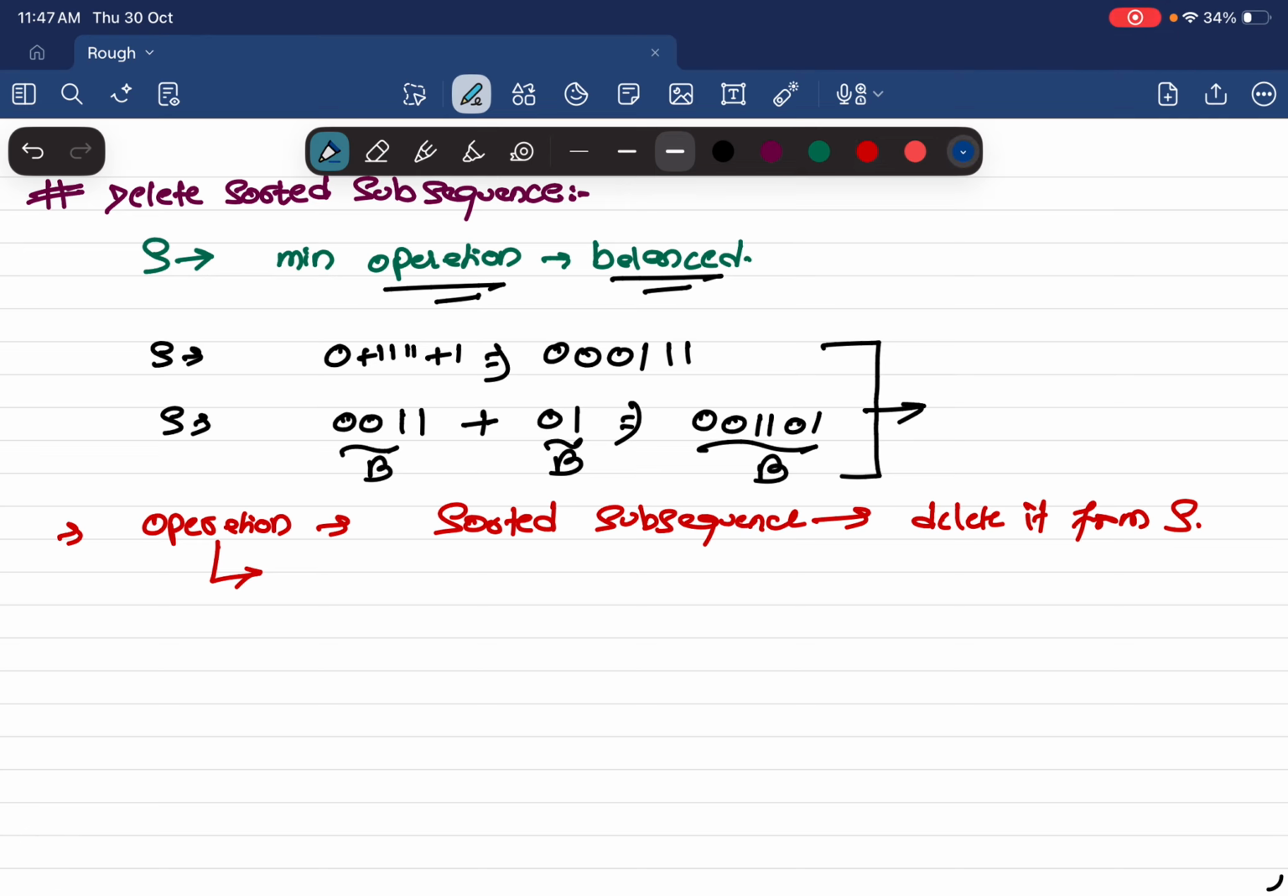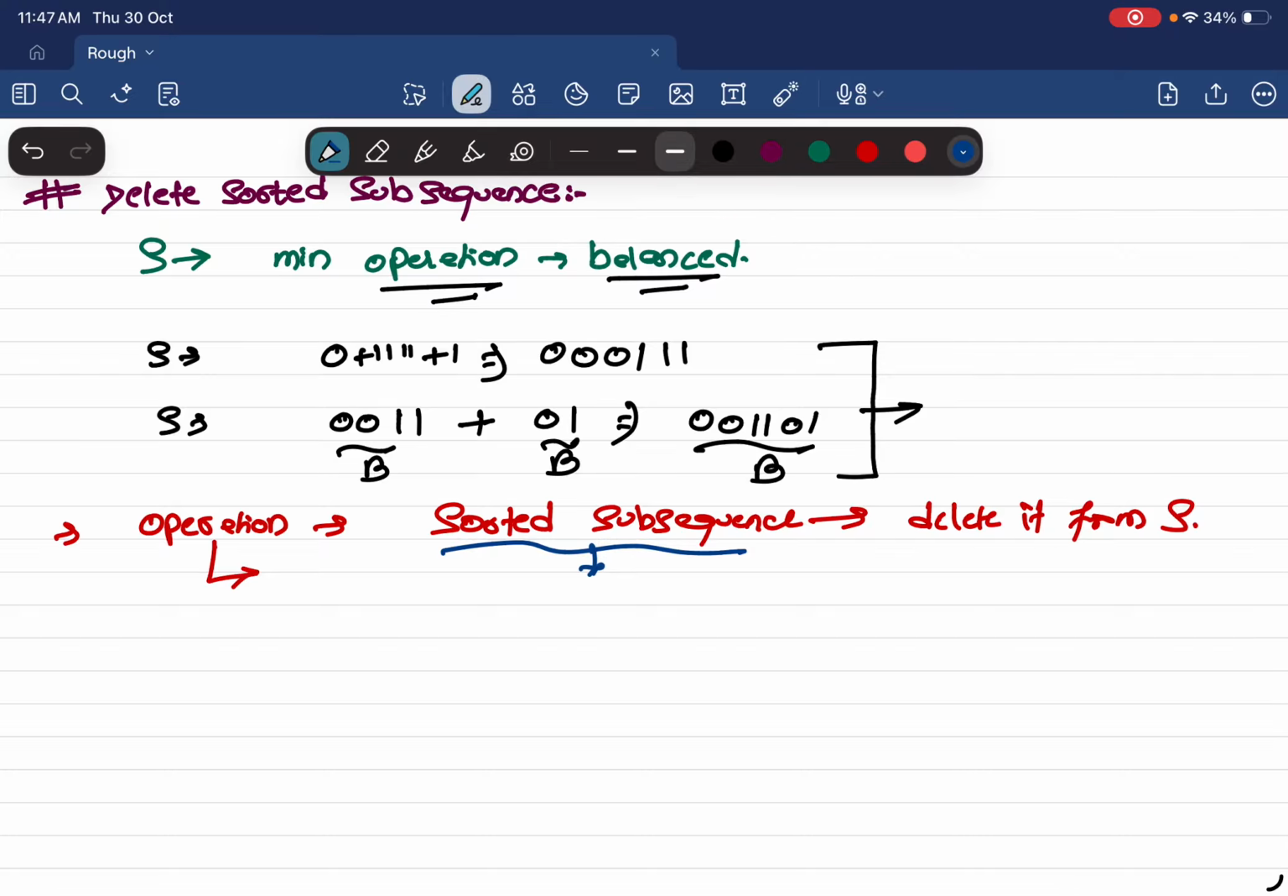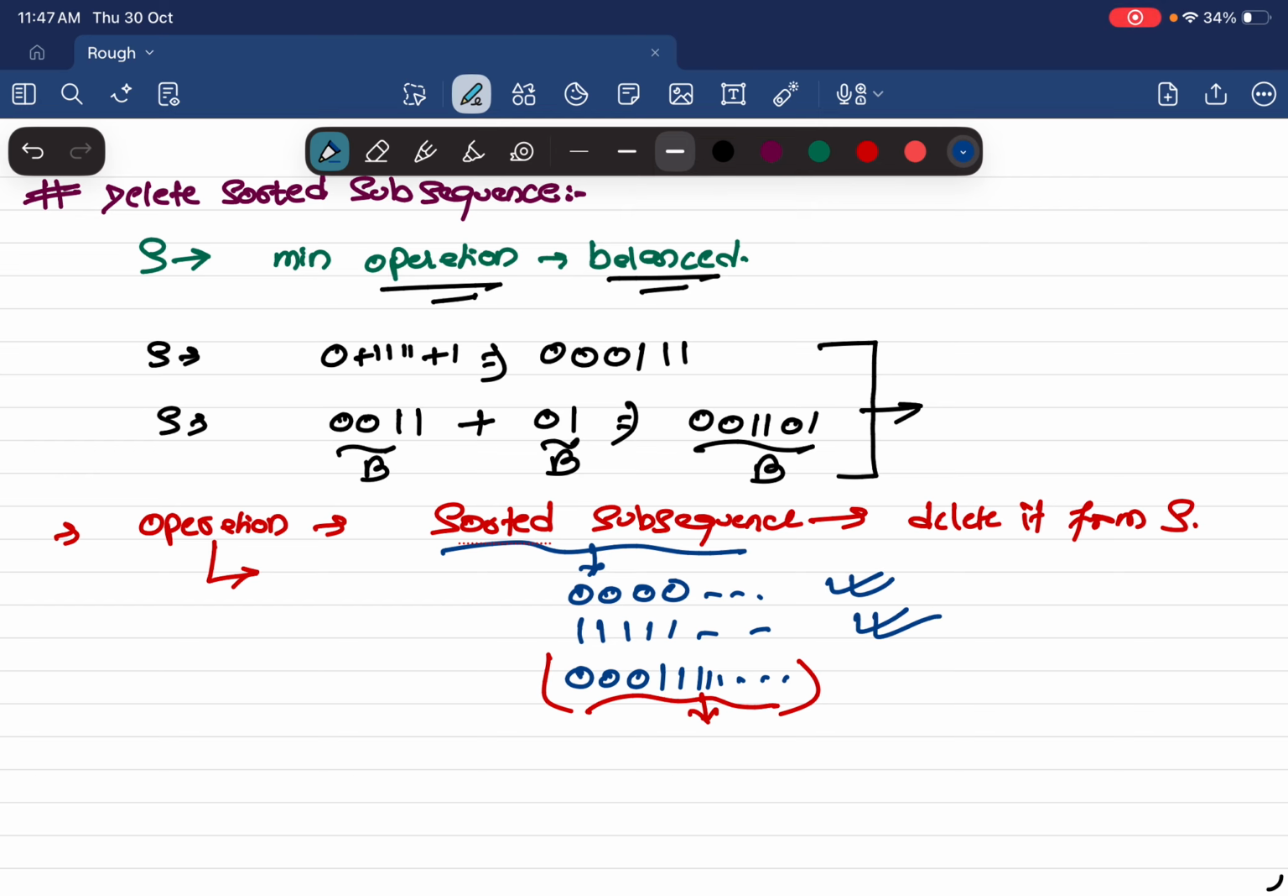Okay, so first of all, what is a sorted subsequence? You can delete like 0001111, or you may delete 0001111 entirely, but this is not required, because if it is already balanced, why would you want to delete it, right? So basically, to summarize, you may delete multiple zeros, or you may delete multiple ones.